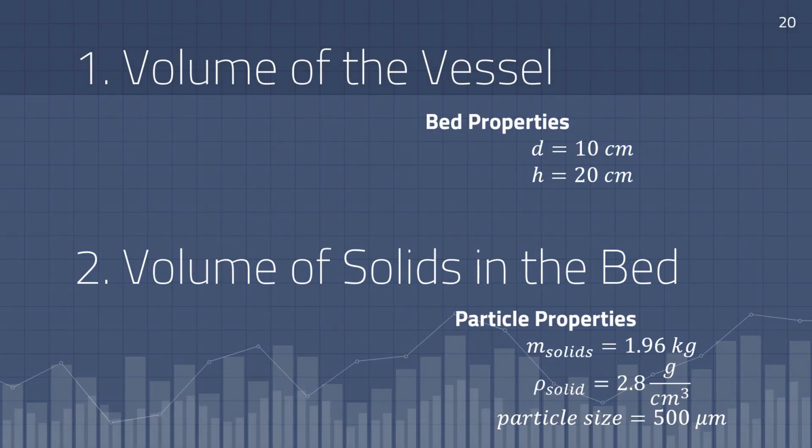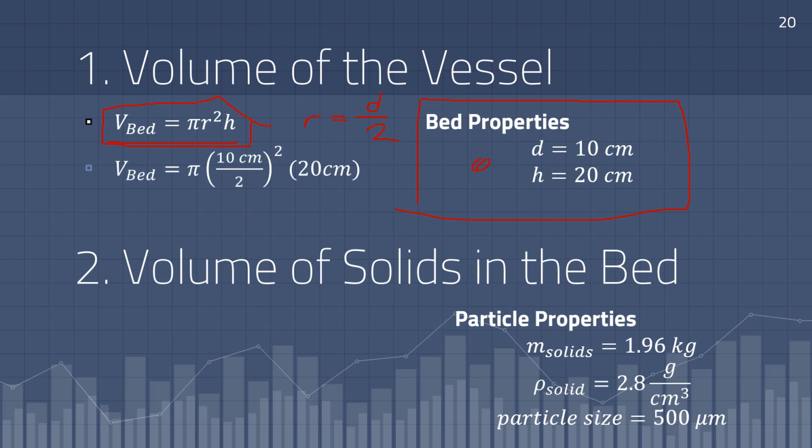Now, let us calculate the volume of the vessel. The properties are given or summarized by these values. The formula is equal to pi r squared h. Recalling that the radius is simply diameter over 2, and by substituting these values to this formula, it will give us this equation. Simplifying, therefore, the volume of the bed is equal to 500 pi cubic centimeter.